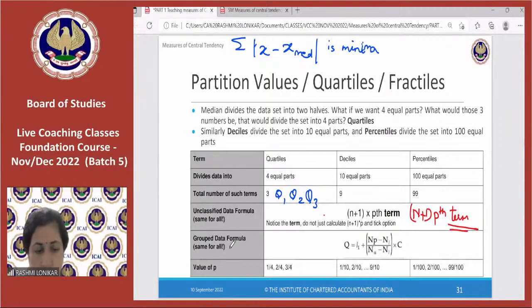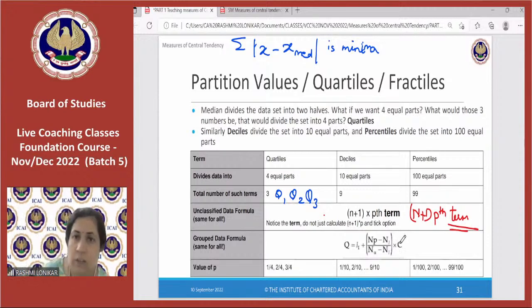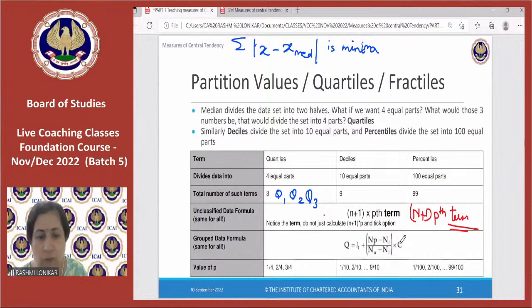Then grouped data. Here Q is equal to L1 plus (Np minus NL) upon (NU minus NL) into C. It may seem like there are so many topics, but all the formulas are the same for median, quartile, decile and percentile. The only difference is this n. For median, I write n by 2. For quartile, n by 4. For decile, n by 10, and for percentile, n by 100.